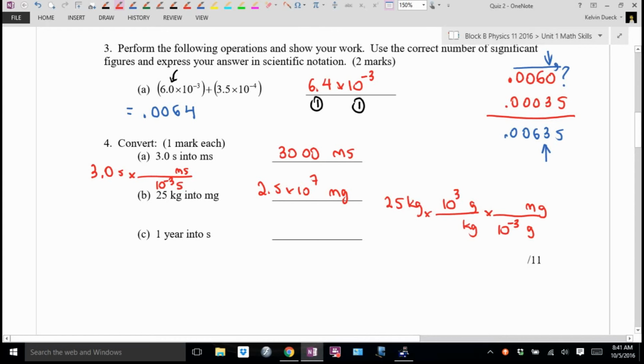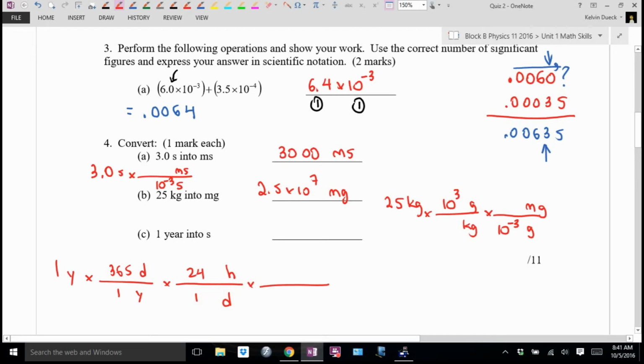1 mark. 1 year into seconds. Going to start out writing what they gave me. I don't know how many seconds are in a year. How many days are in a year? 365 days is 1 year. I don't know how many seconds are in a day. I know how many hours are in a day. 24 hours is 1 day.